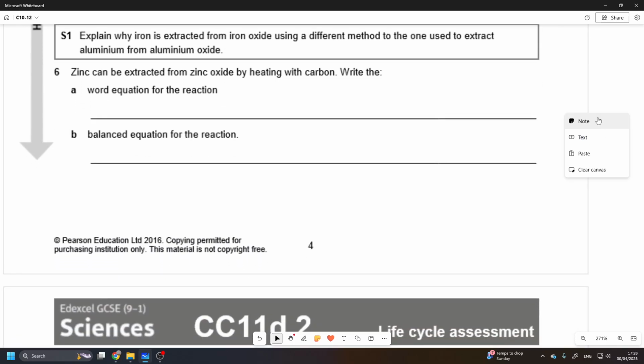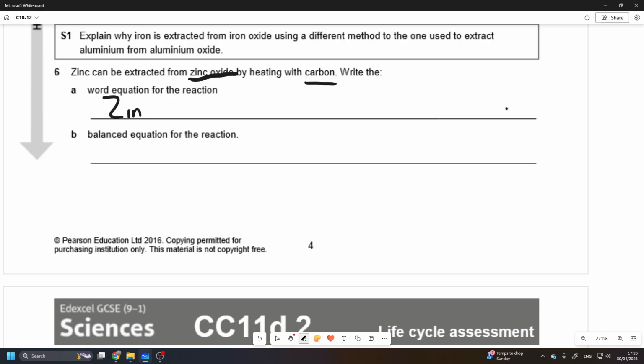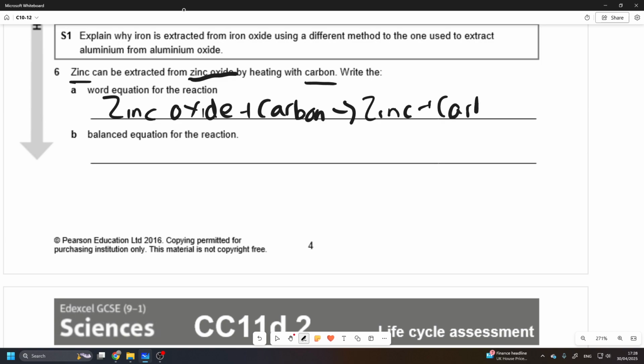Okay, now it says zinc can be extracted from zinc oxide by heating with carbon. Write the word equation. Okay, so we've got zinc oxide plus carbon. What's that going to make? It's going to make zinc, because you're producing zinc. And what's left? We've got carbon dioxide.